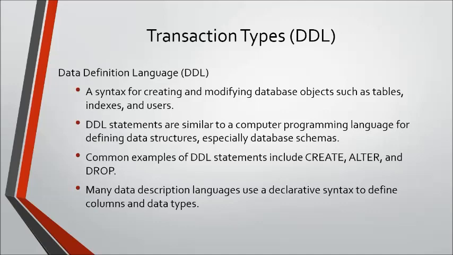Next, transaction type is data definition language or DDL. A syntax for creating and modifying database objects such as tables, indices, and users. DDL statements are similar to a computer programming language for defining data structures, especially database schemas. Common examples of DDL statements include create, alter, and drop. Many data description languages use a declarative syntax to define columns and data types.